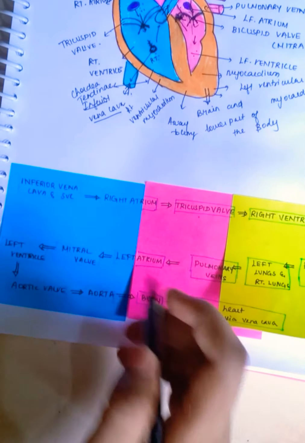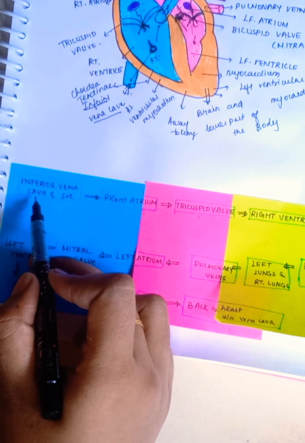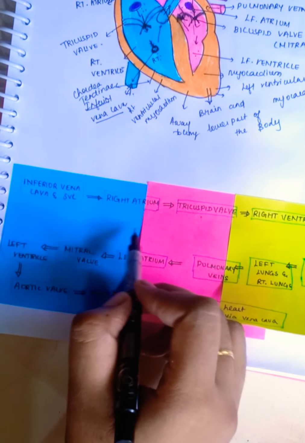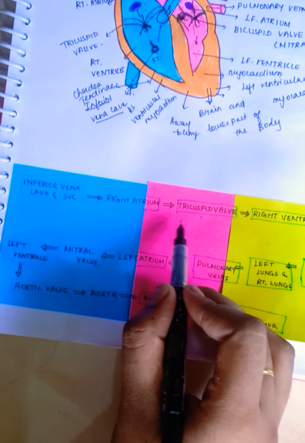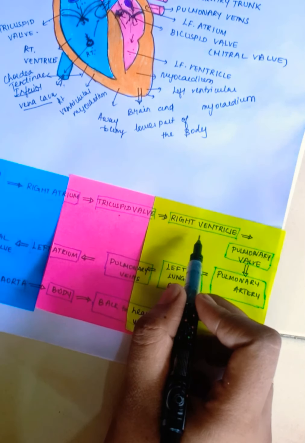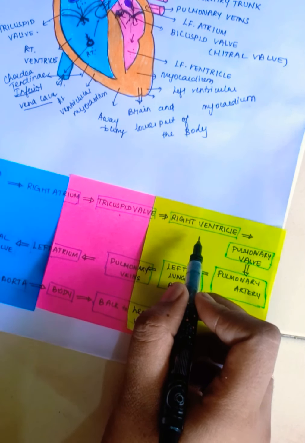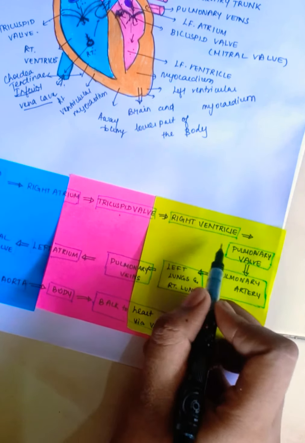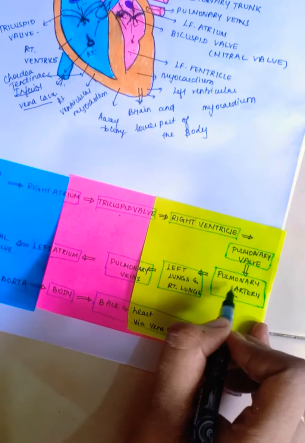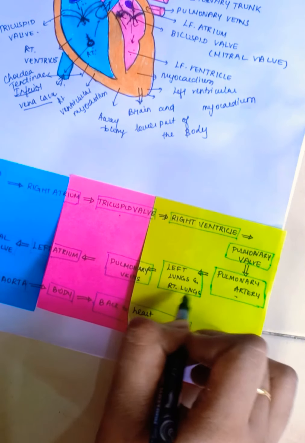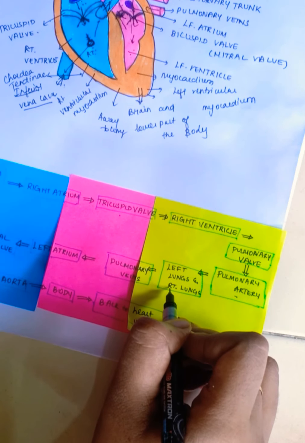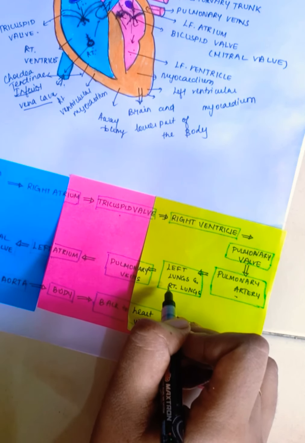a summary. Blood from the inferior and the superior vena cava passes into the right atrium. Once the right atrium is filled with blood, it pushes the blood through the tricuspid valve to the right ventricle. Then, after the right ventricular contraction, the pulmonary valve opens and the blood passes through the pulmonary artery, which takes the blood to the left and the right lungs. There will be an exchange of carbon dioxide and oxygen.